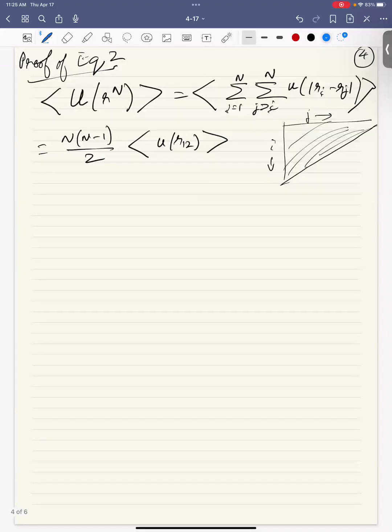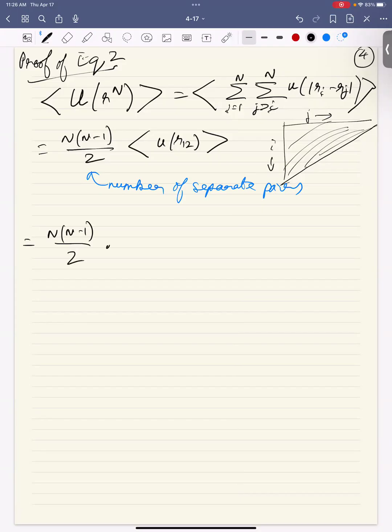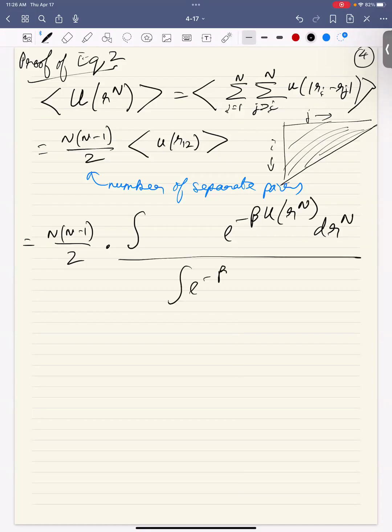Why did we get this? Because this is the number of separate pairs. Okay. Let's go further. Let's write down this expectation value explicitly. So this is n minus 1 divided by 2. What is the average value of anything in a canonical ensemble? Well, in a canonical ensemble, the average value of anything comes from looking at e to the power minus beta u of Rn, looking at all possible locations, divided by the integral of e to the power minus beta u of Rn, where now this is capital U. Okay, this is the many body potential.